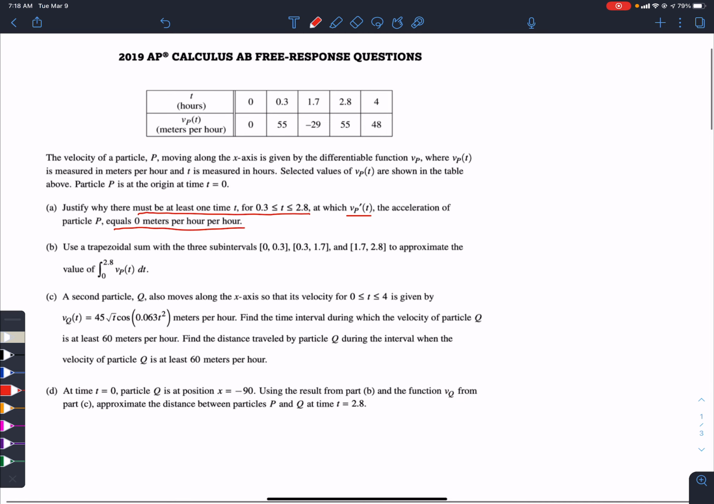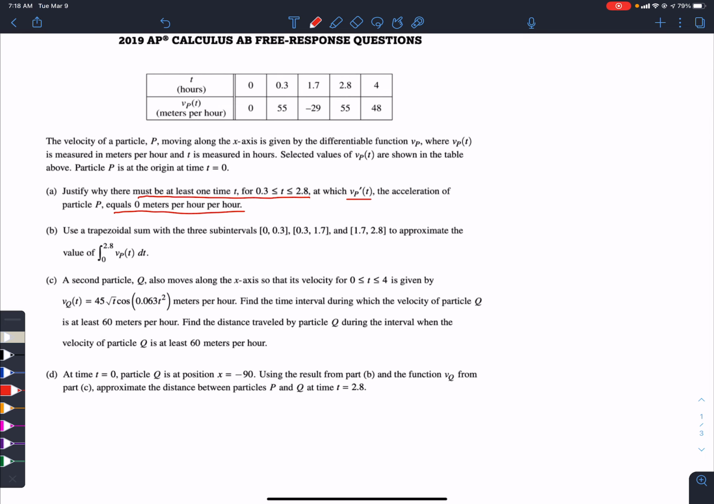So a comment on data table problems: they will be intermediate value theorem and mean value theorem. Intermediate value theorem is when you want to prove that your function, in this case v of p, equals a particular number. Obviously, if it goes from 0 to 55, it must contain every number between that. So it has to equal 20 at some point. One condition for the intermediate value theorem to work is that it must be continuous. But the fact that it's differentiable means it is continuous.